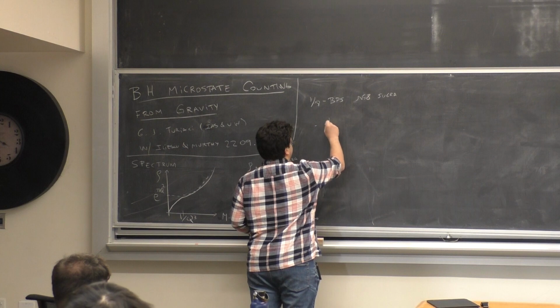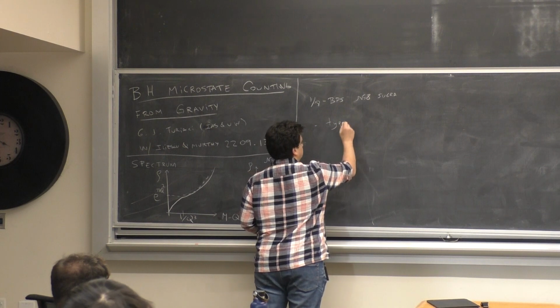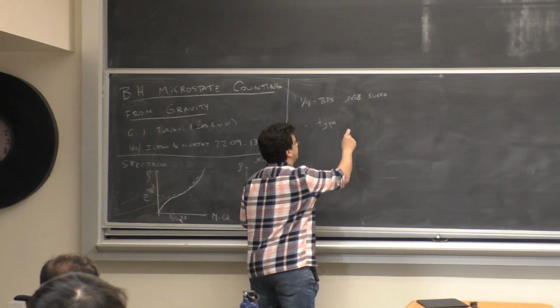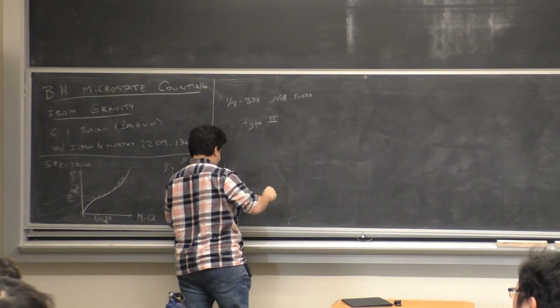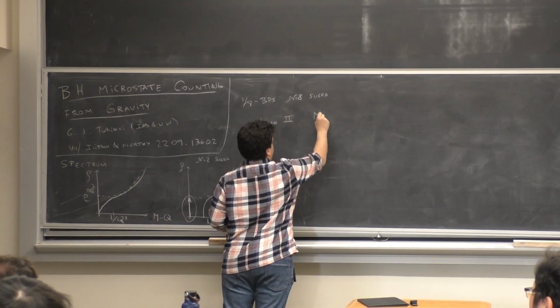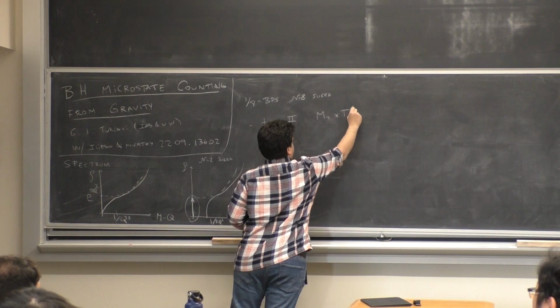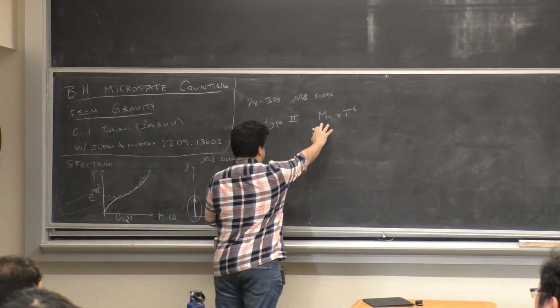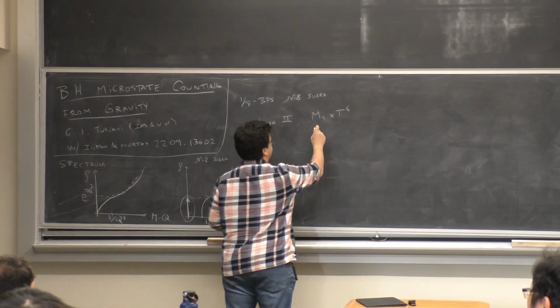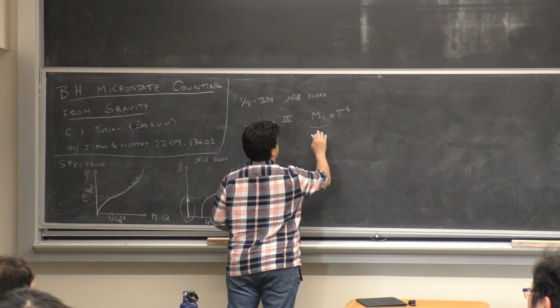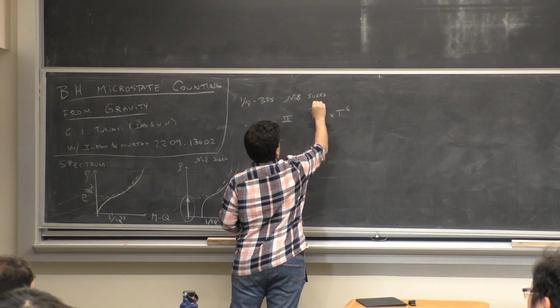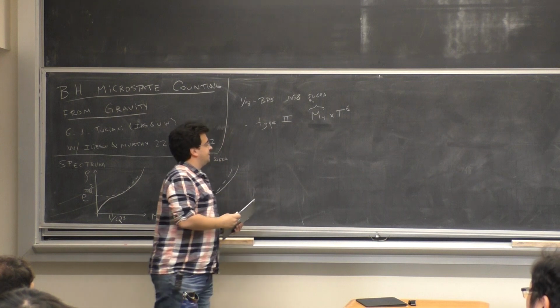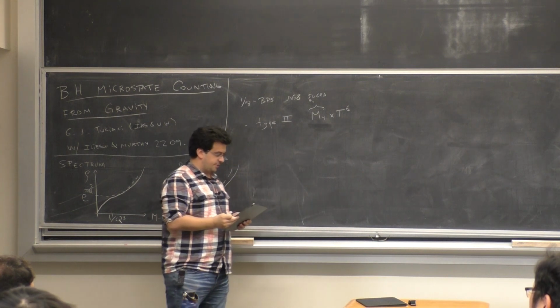So from string theory we will do type 2 compactified on T6. So this is the 4-dimensional flat space where the black hole lives, and here is where this N equals 8 supergravity appears from doing this toroidal compactification.